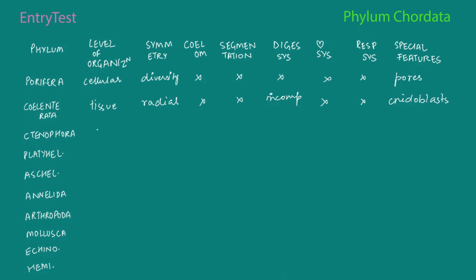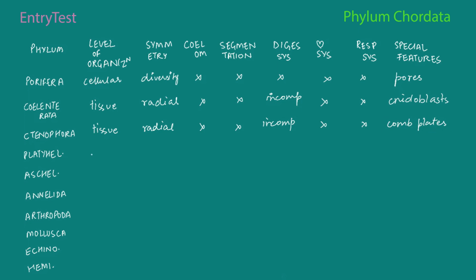Coming to Ctenophora, their level of organization is at a tissue level. They have radial symmetry, and the coelom is absent in them as well. The segmentation is also absent. The digestive system is present, but it's very basic, so we can say it's incomplete. No circulatory system or respiratory system is there. The special feature is they have got comb plates, like in jellyfishes, for many different functions, especially locomotion.